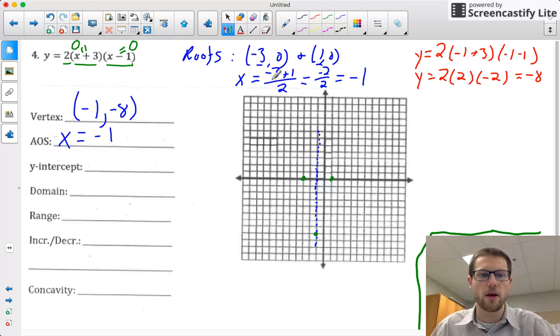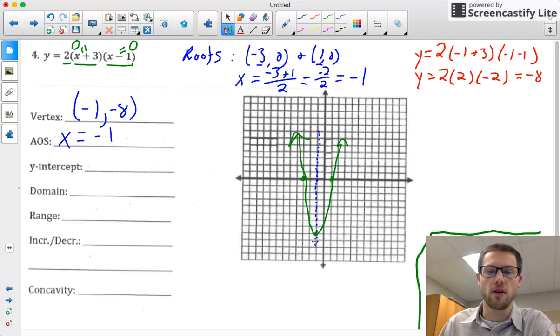Great. All right, and I'm really fine with that being the 3 points that I get for this graph. We're not going to have to make a table. We could make a table to find the points in between, but we've got our roots and we've got our vertex, so I'm satisfied with that shape there.